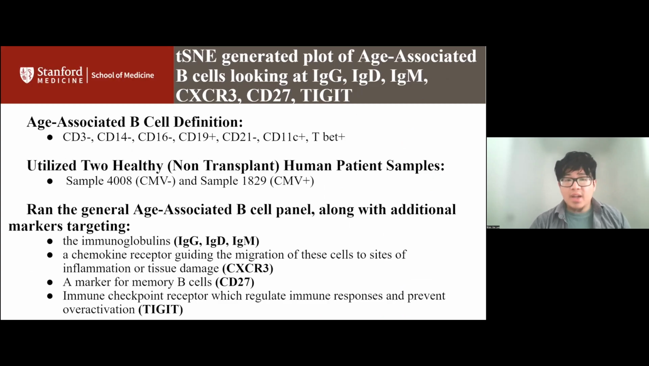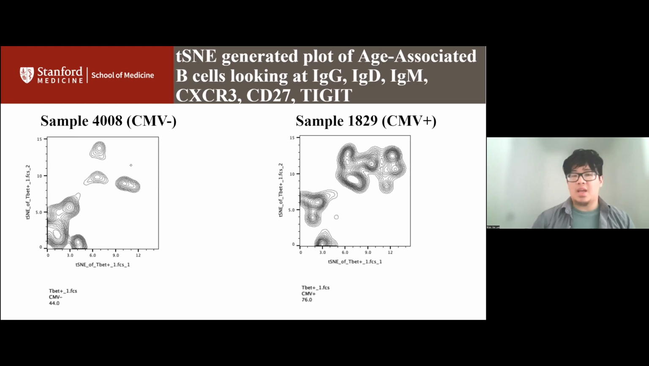So I decided to run this with my data, and I utilized two different patient samples, one being CMV positive, one CMV negative. I ran the normal age-associated B cell panel along with additional markers, including the immunoglobulins IgG, IgM, and IgD, CXCR3, which is a chemokine receptor, CD27, which is a memory cell marker, and an immune checkpoint receptor known as TIGIT. And the associated plot looks like this, right?